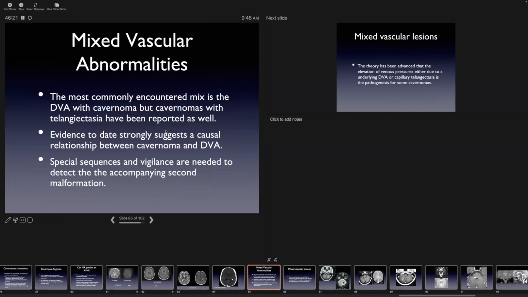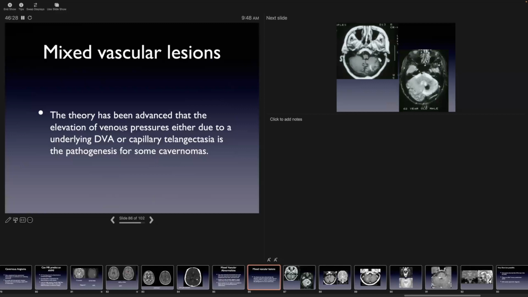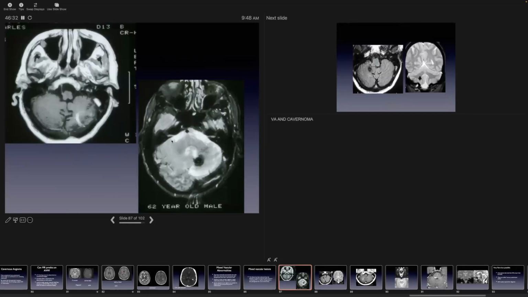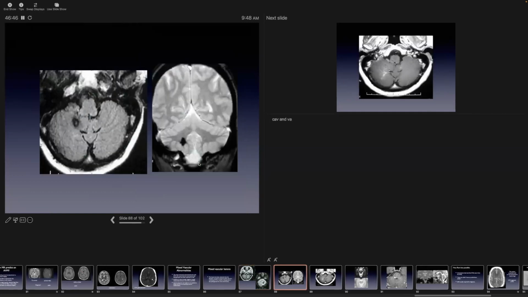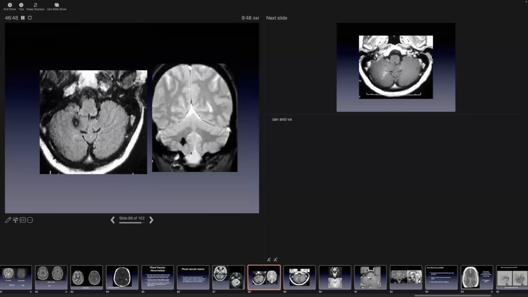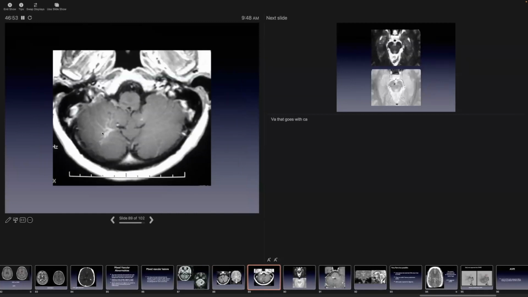And then we'll finish up with these mixed lesions. I'll show you a couple of these lesions, but the theory has been advanced that the elevated venous pressures from the DVA or capillary telangiectasia can be the source of formation for a cavernoma. So here's a large DVA in the cerebellum associated with an area of signal loss, which is typical for a cavernoma. So this is a mixed lesion. Here's another one. You see the cavernoma, and if you look on the contrast scan, you see the DVA. So look for these together.